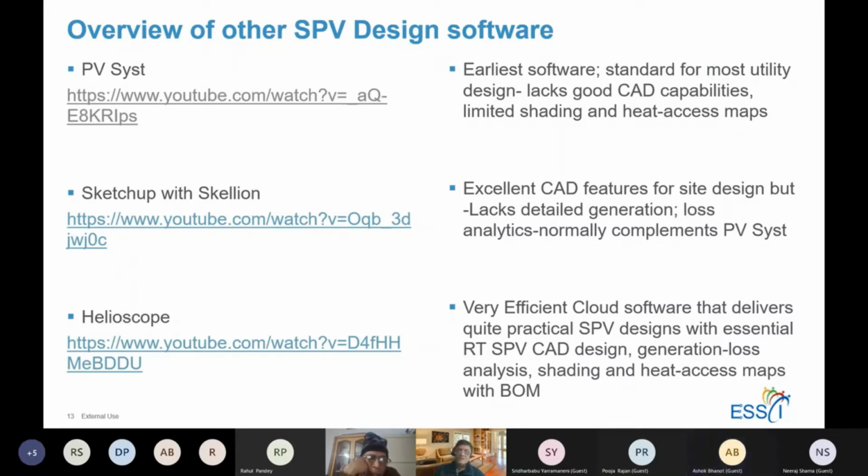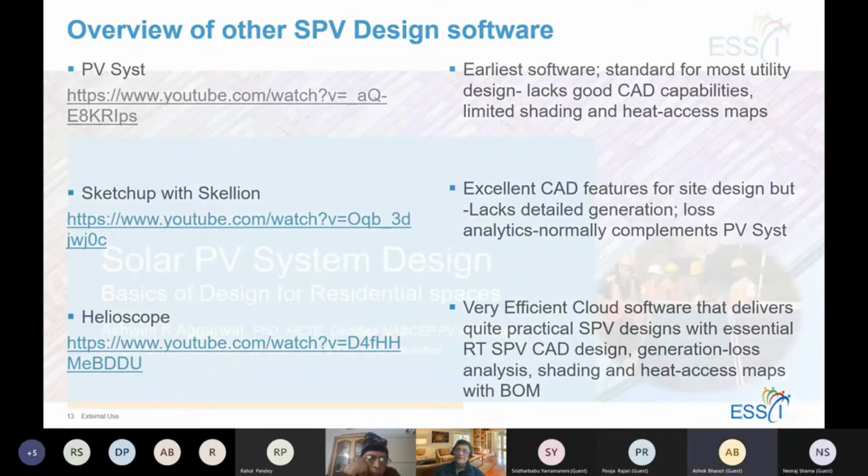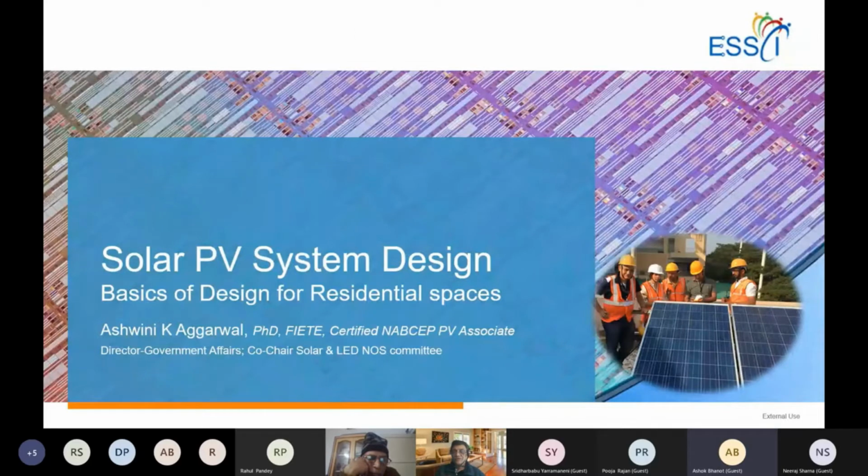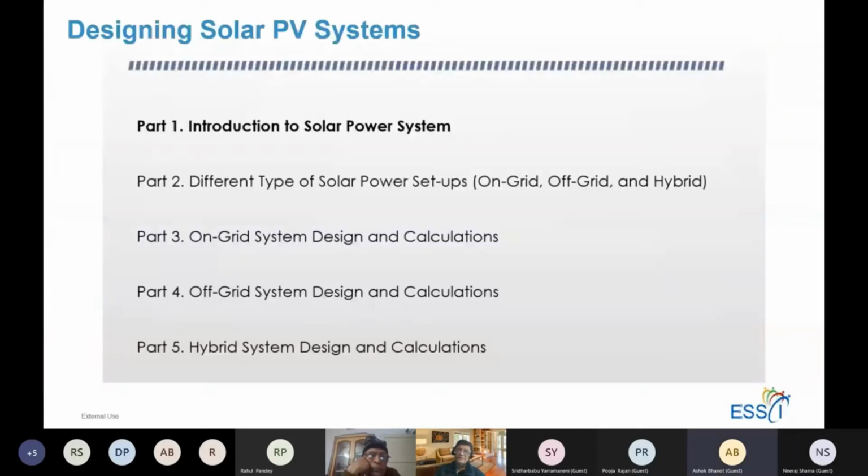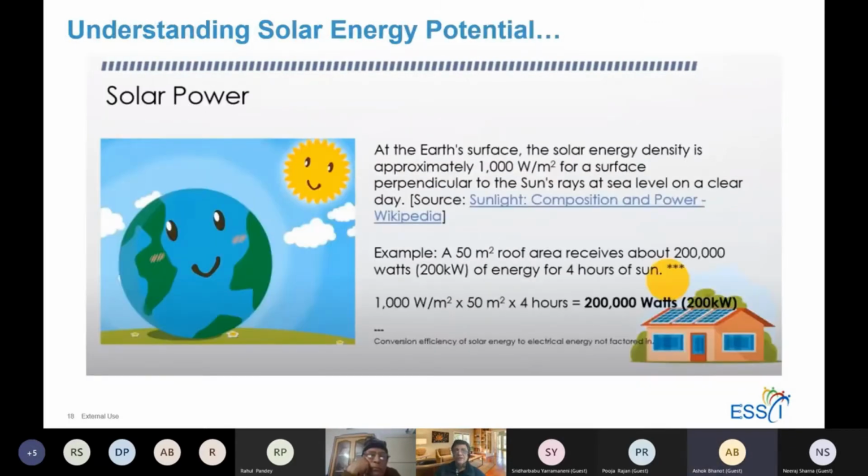And Helioscope is a third software which we'll cover later in the day, which does an interesting execution and is very functional. And Solar Labs is something like Helioscope, but an Indian version of it. So solar PV system design, today I'm going to cover the basics of design for residential spaces, actually for rooftops, and we will cover different types of solar setups, and we'll actually do the design and calculations for it. So this is the meat of it. I'm glad everybody is here, and we can go ahead with it.